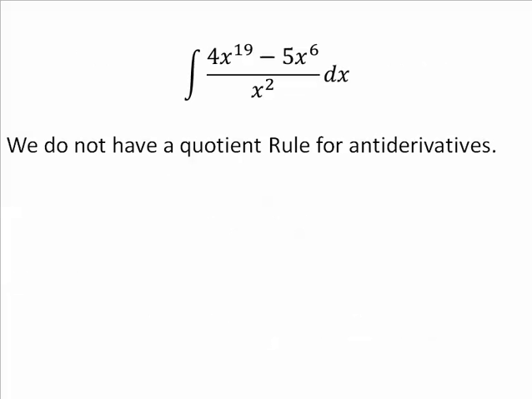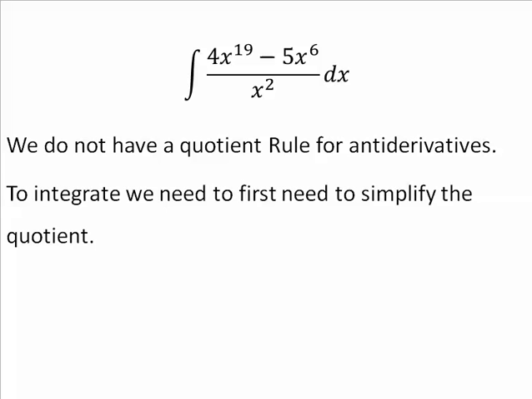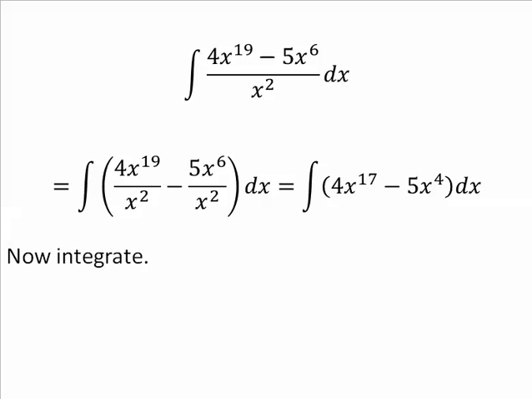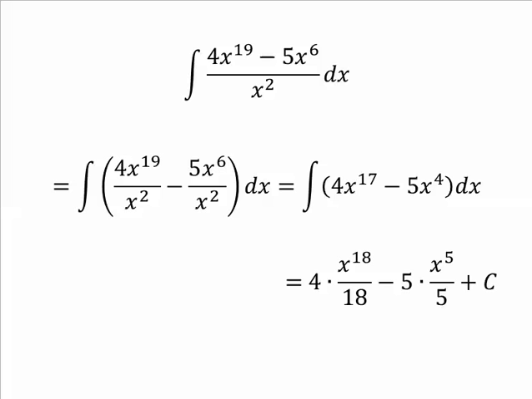How about this? It looks like a quotient. Well, we do not have a quotient rule. Instead, you need to simplify the quotient. After you simplify, you can integrate. The antiderivative of x to the 17 is x to the 18 over 18. Antiderivative of x to the 4 is x to the 5 over 5. And then you simplify.